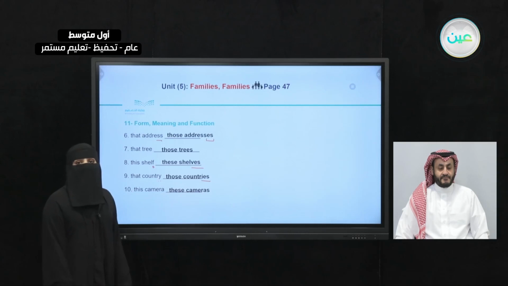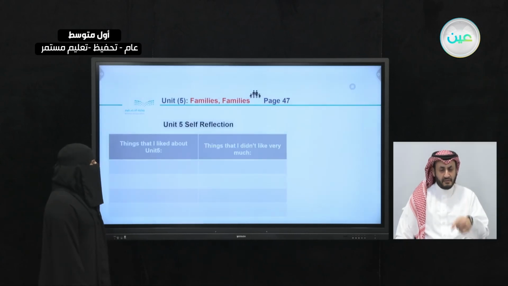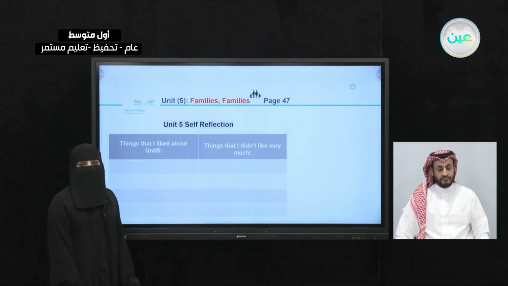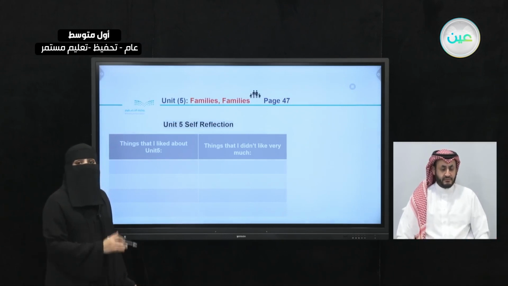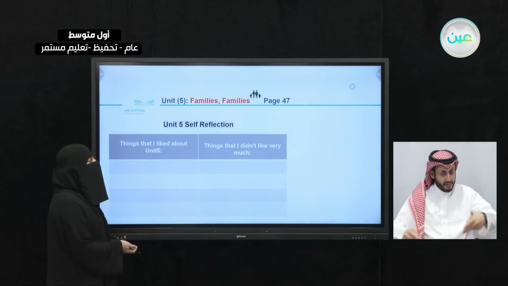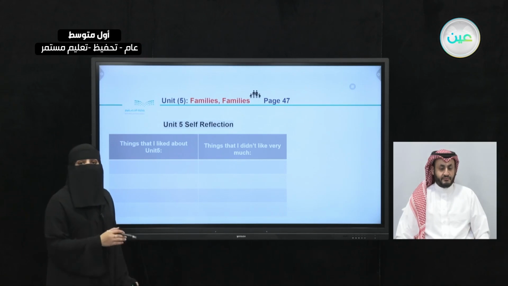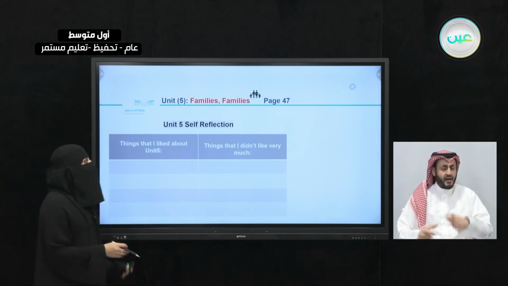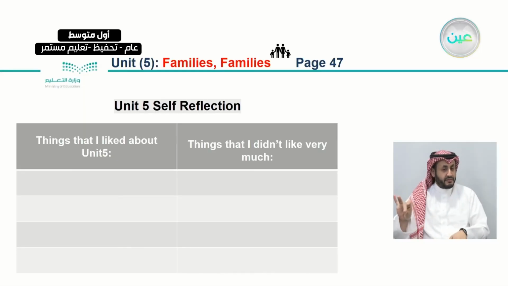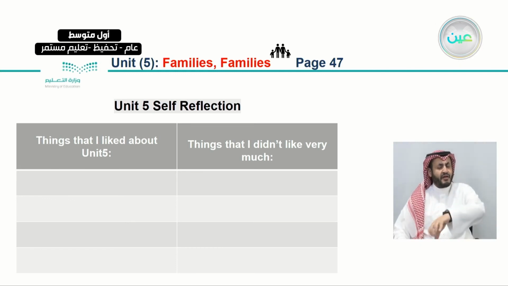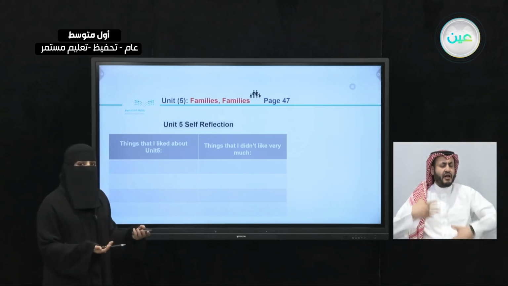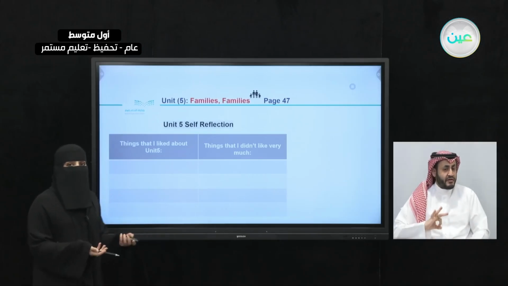Take a moment, double check your answers. So by the end of our lesson, we are coming to the end of Unit 5, Families. Let's have a quick self-reflection. It's a good idea. Please open your book at the end of the book, Unit 5, Self-Reflection. Here is a chart, as you can see. Things that I liked about Unit 5, things that I didn't like very much. Express your feelings and your ideas. What are the things that you like the most?